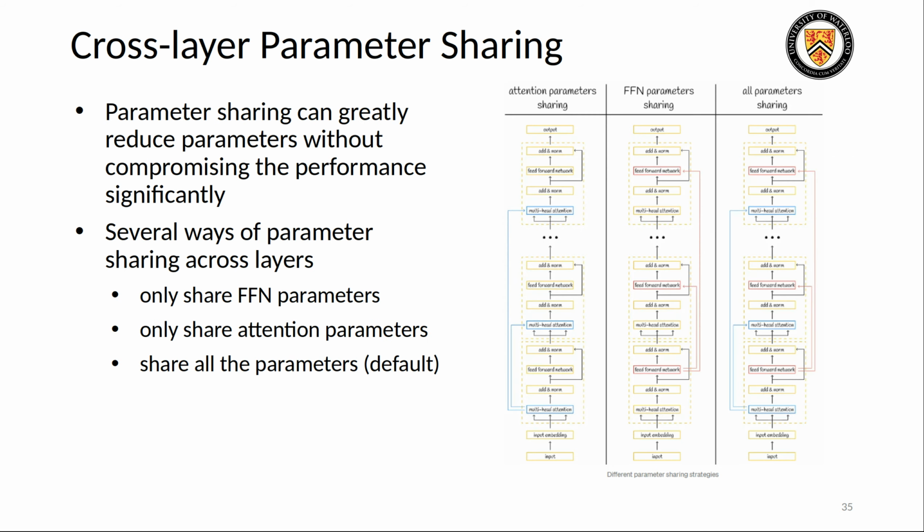The second parameter reduction technique introduced in ALBERT is cross-layer parameter sharing. In BERT, each layer has its own set of parameters, which results in a large number of parameters. ALBERT addressed this issue by sharing parameters across layers. There are several ways to share parameters across layers, such as sharing the attention weights, the feed-forward neural network weights, or both. By default, ALBERT shares all parameters across layers. The authors found that this parameter sharing technique led to significant parameter reduction without compromising the performance of the model significantly.